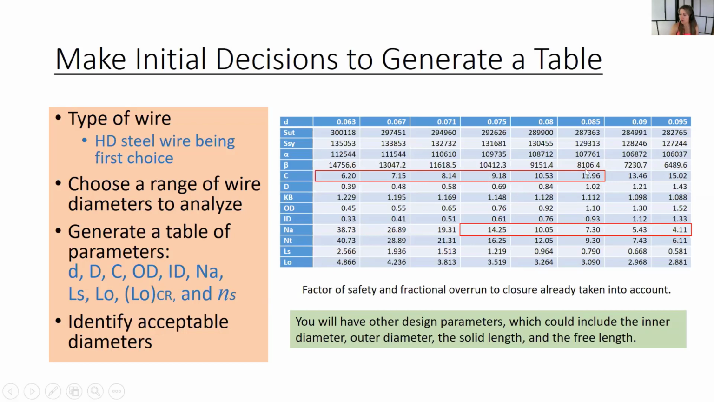So far, our overlap is 0.075, 0.08, and 0.085. Those wire diameters would work based on the criteria of the coil curvature and the number of active coils being within our accepted range. But you will have other design parameters, which could include the inner diameter, the outer diameter, the solid length, and the free length.